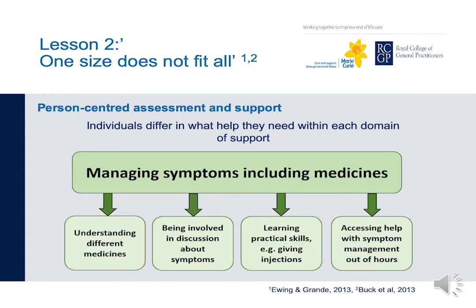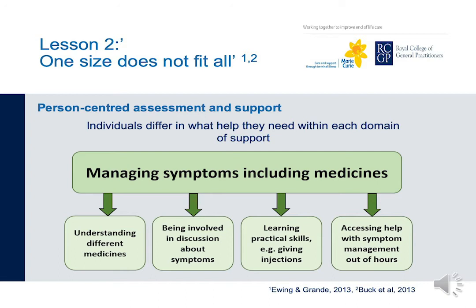Lesson 2 is that one size does not fit all. Carers' needs are highly individual. If we are to be person-centered, it is important that we do not presuppose what the solution is to a carer's problem. We need to understand their problem first and ascertain what solution works for them. Knowing that a carer wants more support with symptom control and medicine management tells you very little until you delve further into their individual problem.